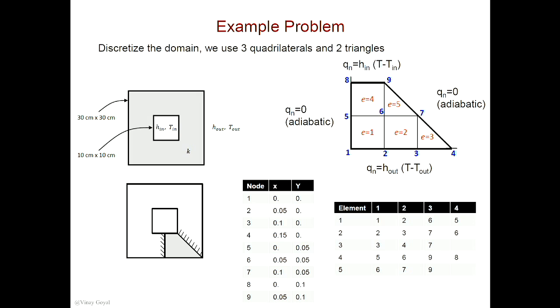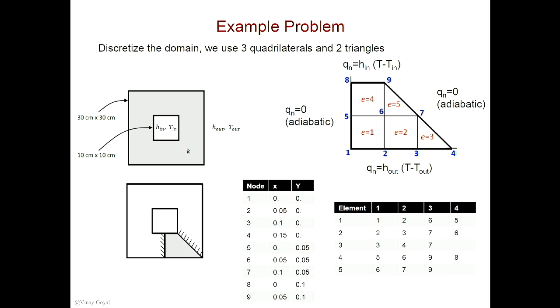The important thing is that you keep track of this somewhere. Element 4: 5, 6, 9, 8. I could have done 6, 9, 8, 5, or 9, 8, 5, 6. Doesn't matter. But I just did it consistently, and I had a purpose for that: I didn't want to do a lot of work. Otherwise, you have to redo everything, and I didn't want to spend too much time on this.